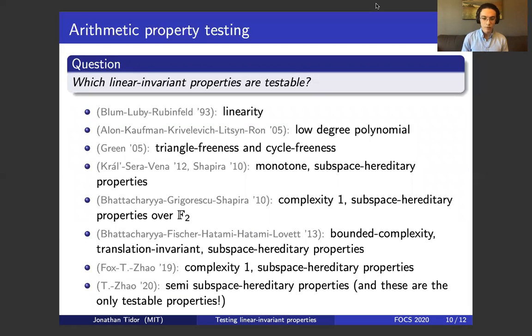So now let's move on to this previous work. We start with the BLR test for linearity in 1993. This was followed up by the AKKLR test for being a low degree polynomial in 2005. And these are both specific tests for some very specific algebraically defined property. And since these two works, there's been a lot more work on showing that kind of broad general classes of properties end up being testable. I'll talk a little bit more about these specific works when we get into the techniques used.